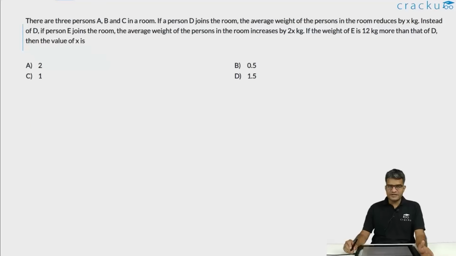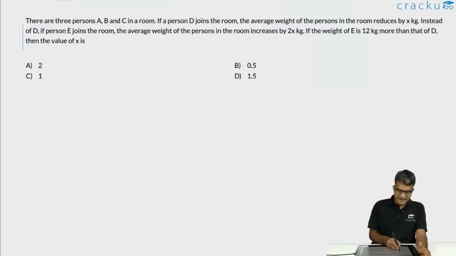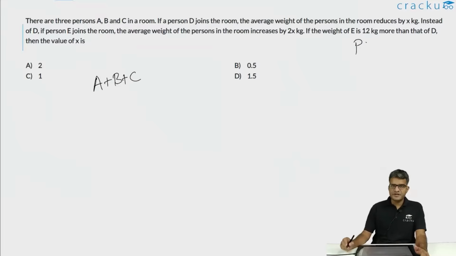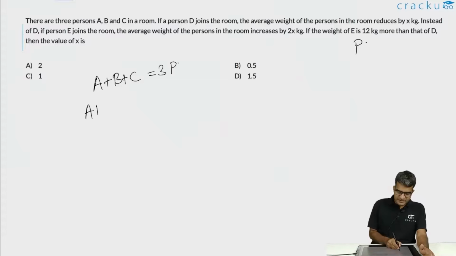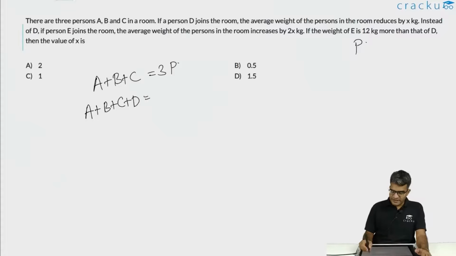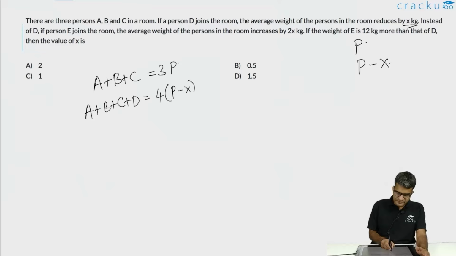In this question, we are told that there are 3 people in a room. They are A, B and C. Let their average weight be equal to P kgs. So the total weight of these 3 guys, A, B and C, will be equal to 3P. Now if a 4th guy D is joining, A, B, C and D, the average has come down by X kgs. So the average now is P minus X. But now there are 4 people, A, B, C, D. So the total is 4 times P minus X, which is equal to 4P minus 4X.